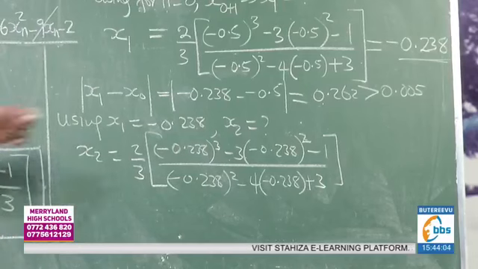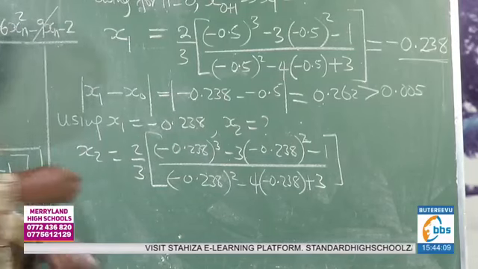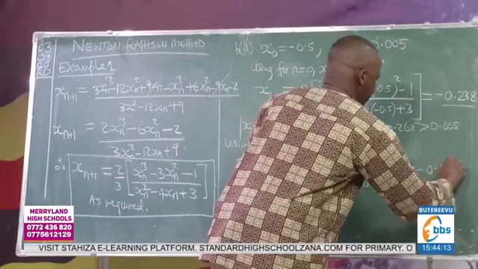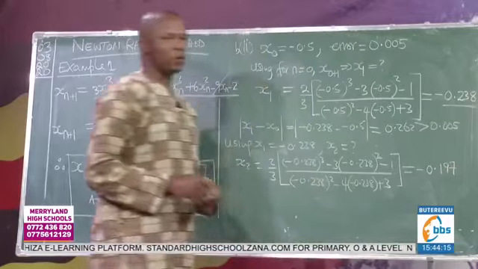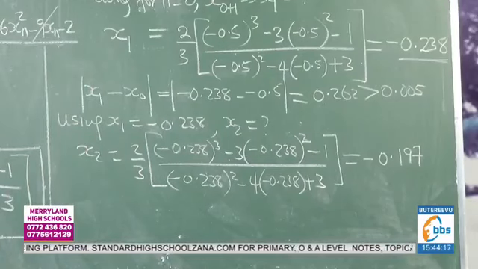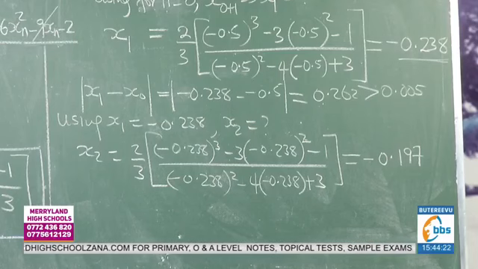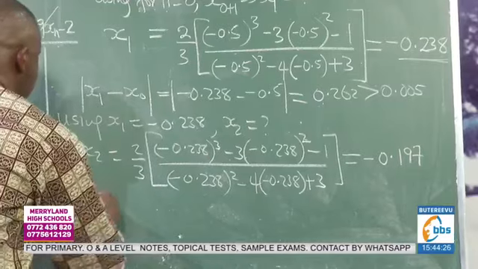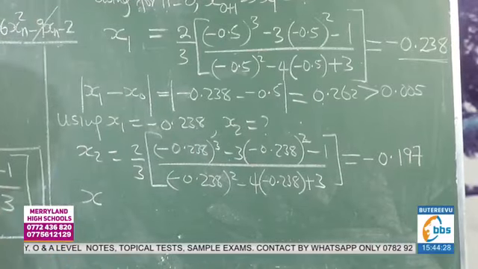Again, when you compute this, it should be able to give you a value which will again prompt you to check the tolerance. Negative 0.197 is what we get upon computing. Check the tolerance to see. This is a very good example to start with.